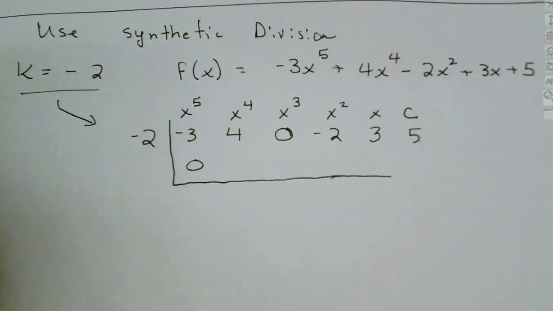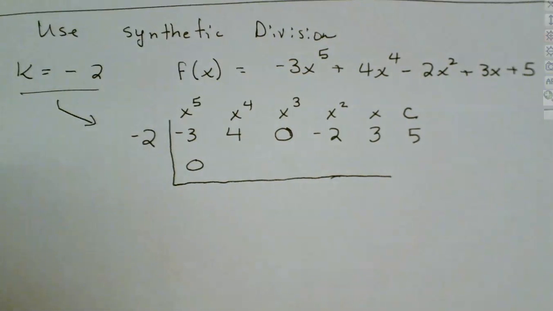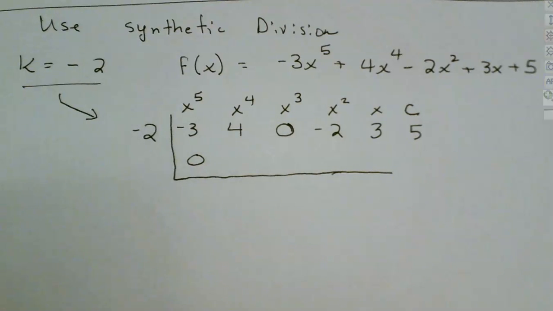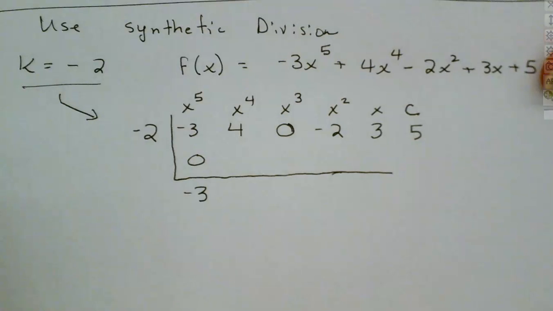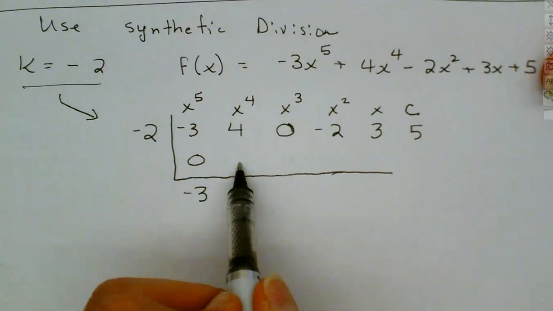Okay. So make sure you put the 0 in. Now we're going to add down. And we're going to add down. So that's going to give you a minus 3. What's going to go here? Can someone tell me?